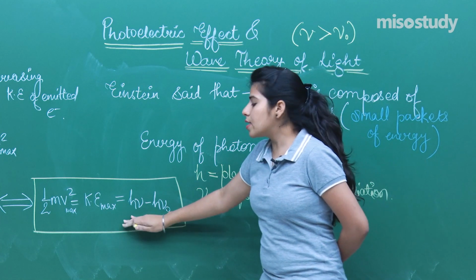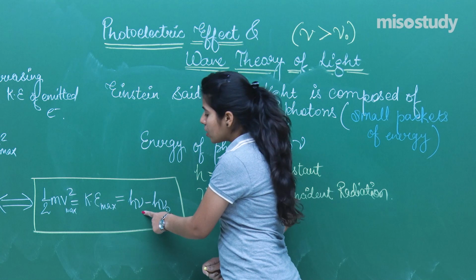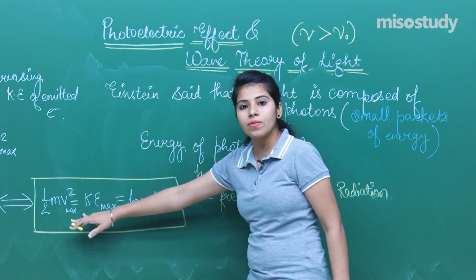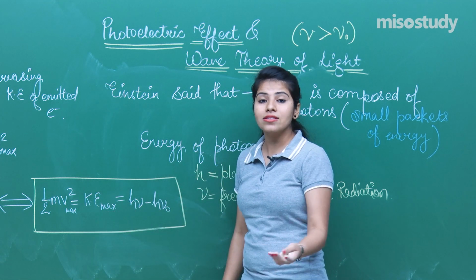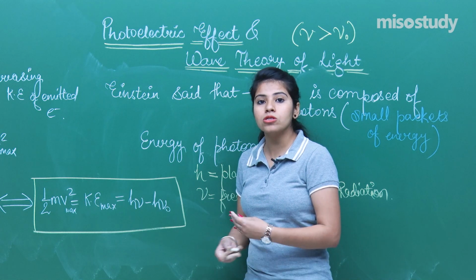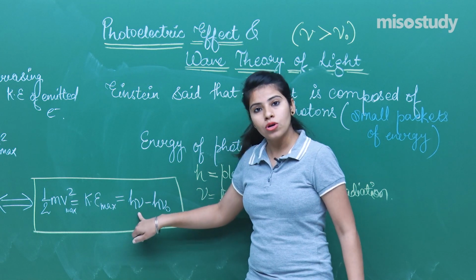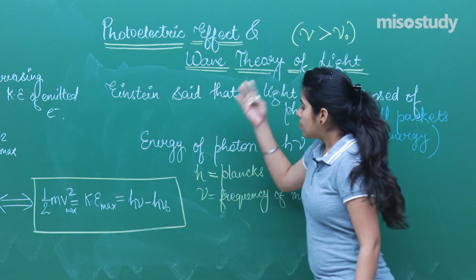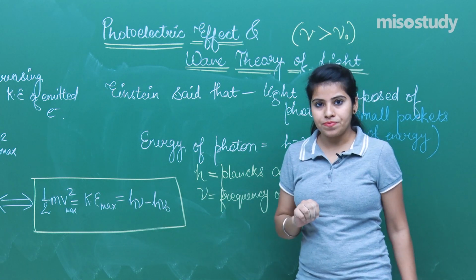Now in this case, if I say that my nu is less than nu naught, that means this kinetic energy will come out to be negative. So that is impossible. So that means to get the electrons to emit out, your nu should be greater than nu naught, and this we have verified by this equation.